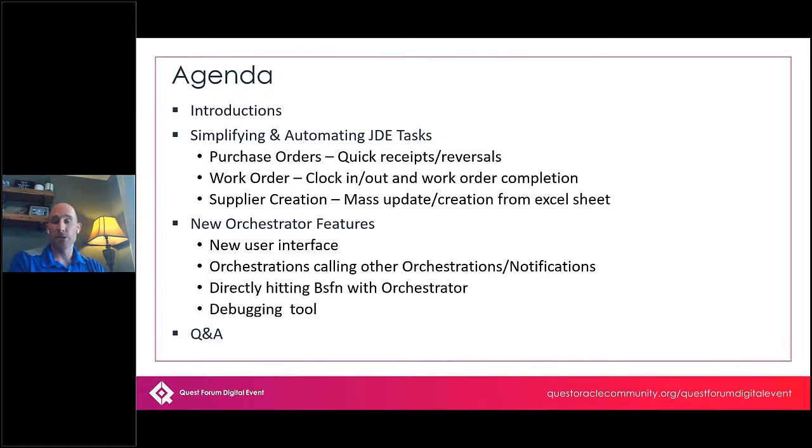Once we get through some of that, I'm going to jump into the actual Orchestrator Studio. So I currently am going to be showing you the latest and greatest. So 9.2.3.4 is the latest tools, Orchestrator Studio 8. There's a lot of awesome stuff that has been brought out, from the new user interface to the debugging tool. You can now hit business functions directly, which is applicable in different scenarios. So we're going to jump into that once we get a little bit further down the path, and then we'll have some time for Q&A at the end.